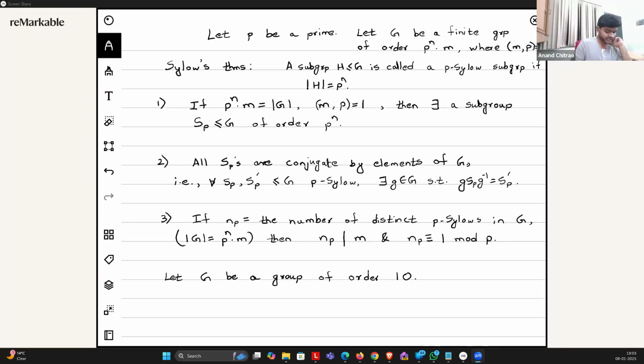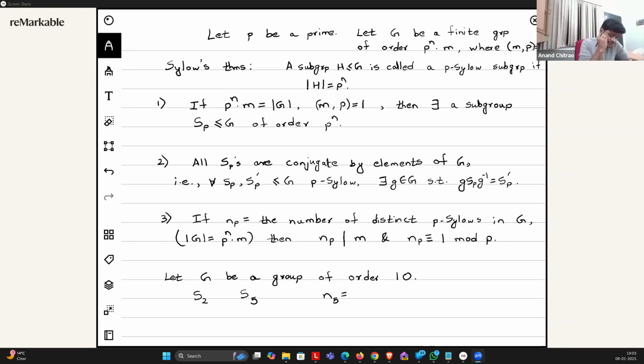Now let's see how Sylow theorems are used. Let G be a group of order 10. Then there exists a 2-Sylow and a 5-Sylow, right? How many 5-Sylows are there? Yes, sir. Only one.